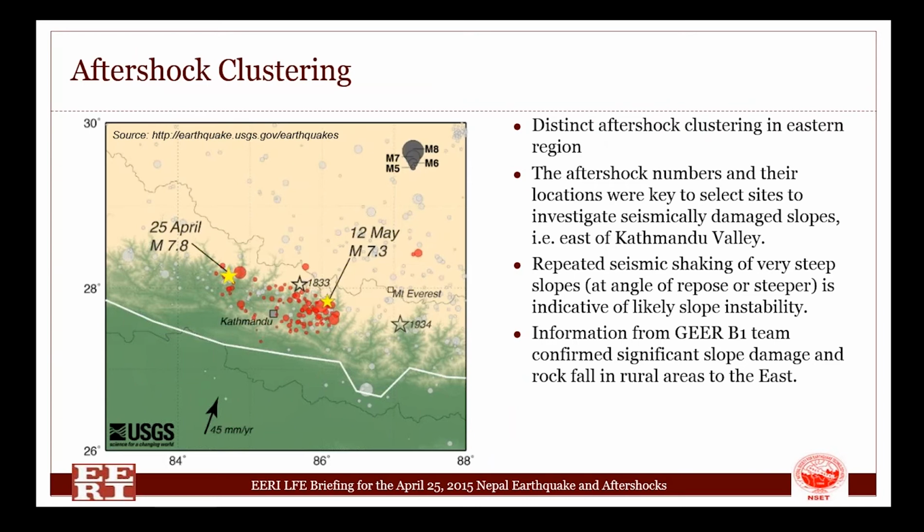The main event and the aftershock on the 12th of May, the aftershock itself, occurred in what is called a seismic gap between the 1934 earthquake and the 25th of April 2015 earthquake. The strong clustering in that area caused some damage to slopes, and repeated shaking obviously damaged unreinforced masonry structures fairly severely.